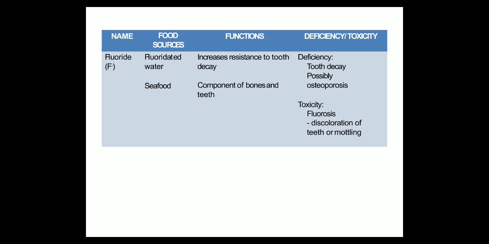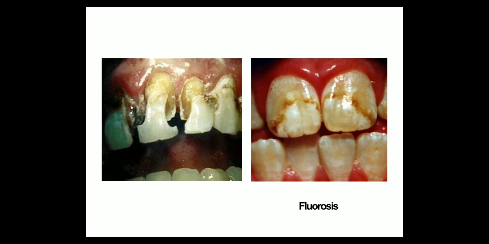What is meant by osteoporosis? Osteoporosis is a condition in which bone weakening increases the risk of broken bone, or we can call it weak bones. Okay. Next is toxicity, fluorosis, that is discoloration of teeth, or mottling. Mottling means color changing. These are the pictorials showing fluorosis.